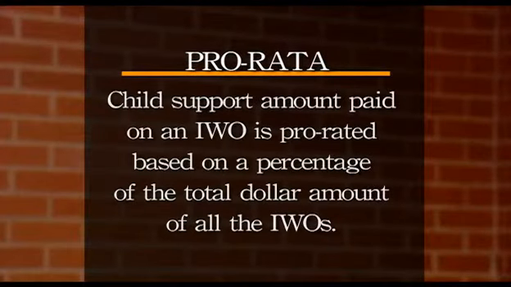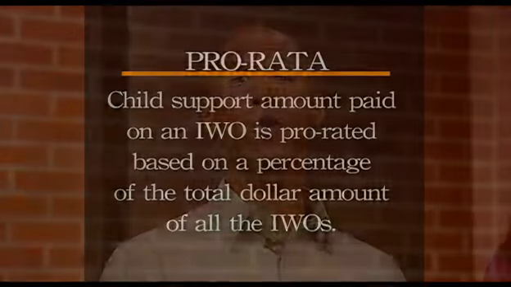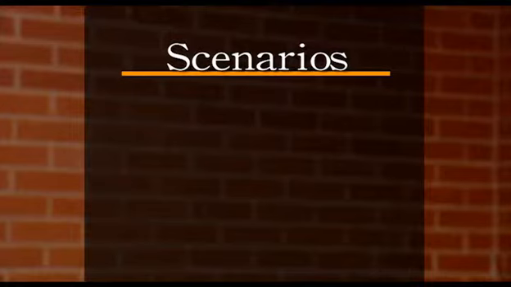Oklahoma has chosen the pro rata method of allocation of child support when dealing with multiple IWOs. This means that the child support amount paid on an IWO is prorated based on a percentage of the total dollar amount of all the IWOs. One crucial piece of information to remember is that IWOs are never paid on a first-come, first-served basis. Armed with this knowledge, here is how the scenarios would break down.